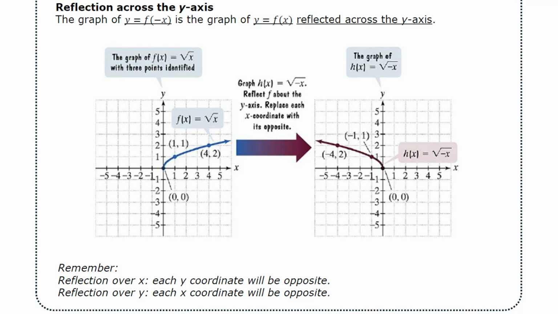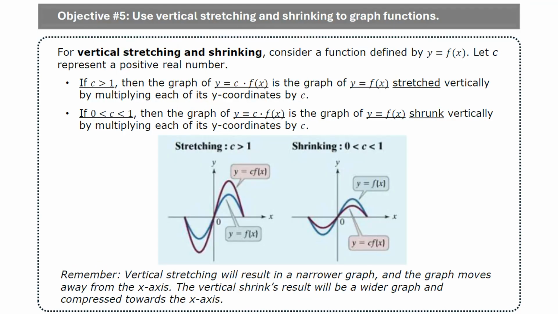All right. So we looked at vertical shifts, we looked at horizontal shifts, we looked at reflection over the x and the y. So now we're going to look at stretching and shrinking, whether vertically or horizontally. So let's start off with objective 5, using vertical stretching and shrinking. For vertical stretching and shrinking, we need to consider a function defined by y equals f of x, and it could be any of the 7 functions we started off with.